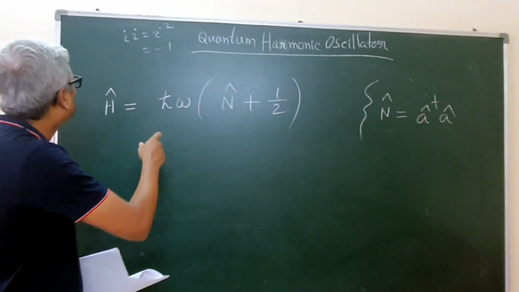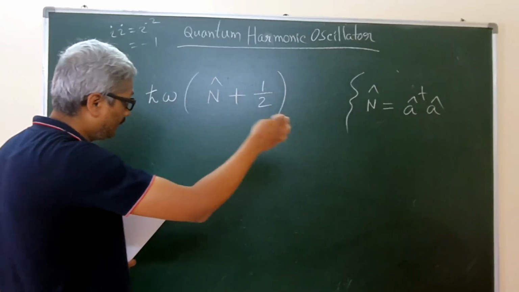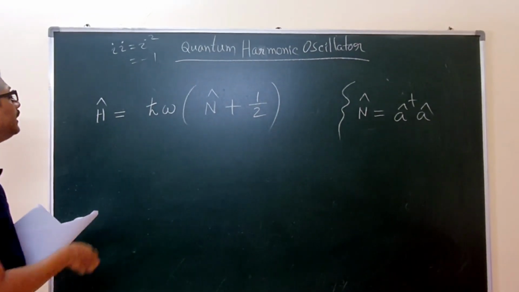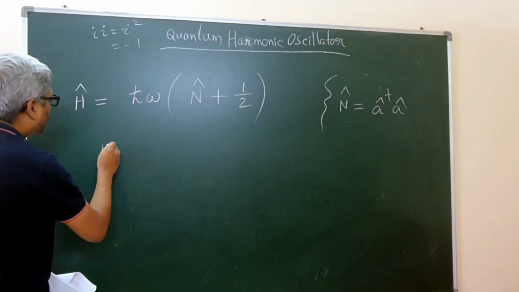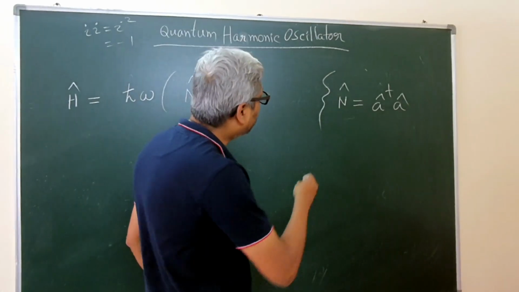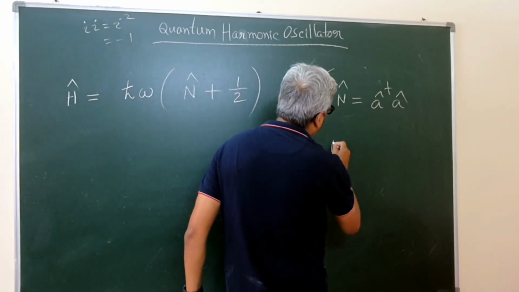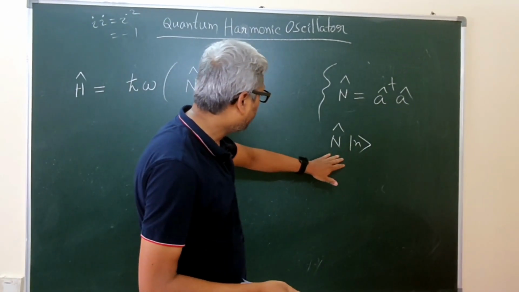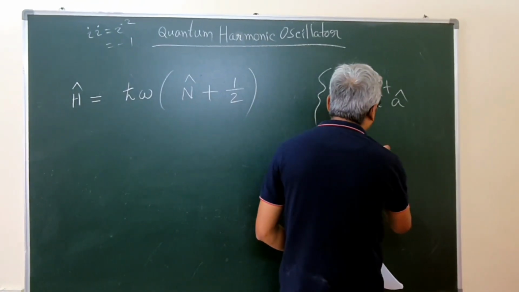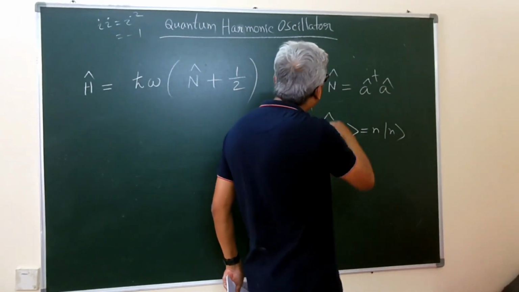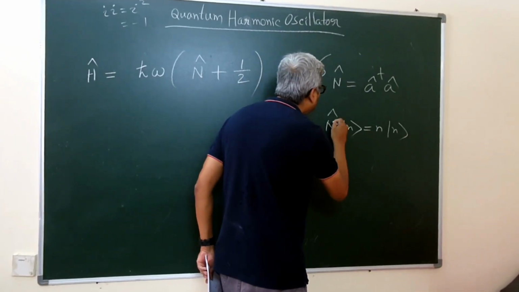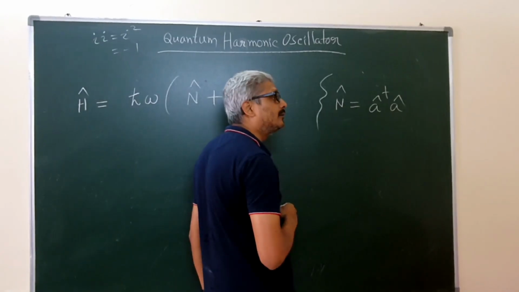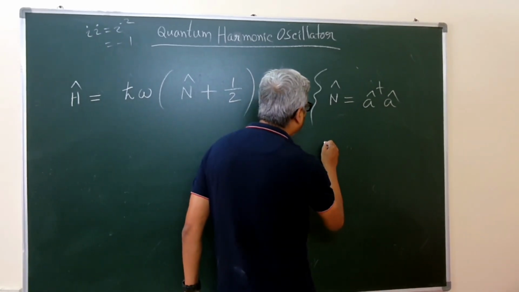Once we have expressed the Hamiltonian in terms of the number operator, or in terms of the creation and annihilation operators a dagger and a, we can write down the eigenvalue equation for the Hamiltonian also. First, the eigenvalue equation for the number operator. This is the number operator, its eigenstates are the ket vectors n, and the number operator acting on the eigenstates gives us the eigenvalues.